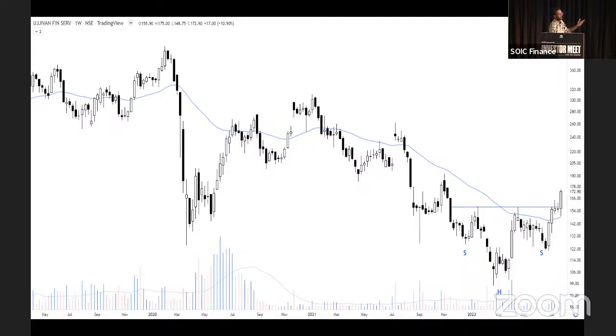And this time the volume was also not very high. So it was just a 5% position, not more than that, until it starts proving itself.